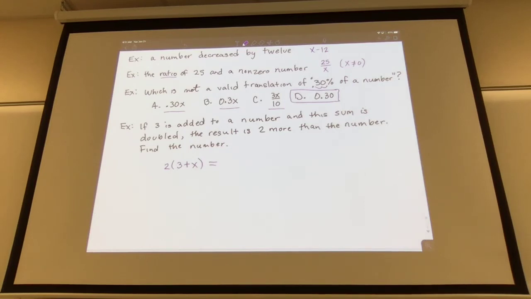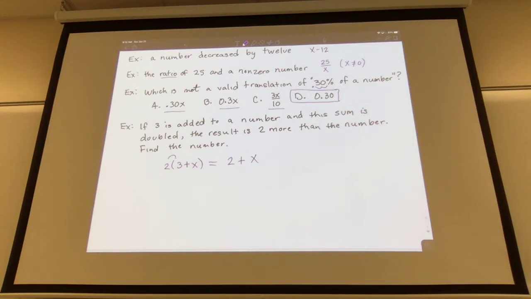2 more than, what does more than represent? Addition. More than a number. Or it's okay if you had x plus 2 over there, because addition is commutative. So here's a pretty good representation. It doesn't have to be exactly the same as mine every time, but pretty close. Now we're ready to solve.